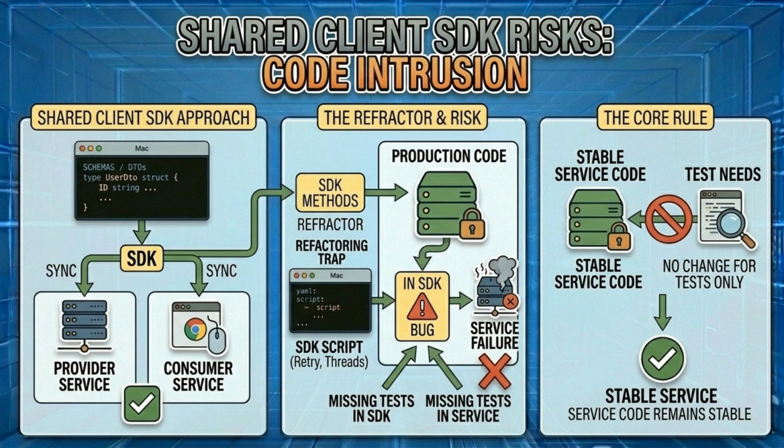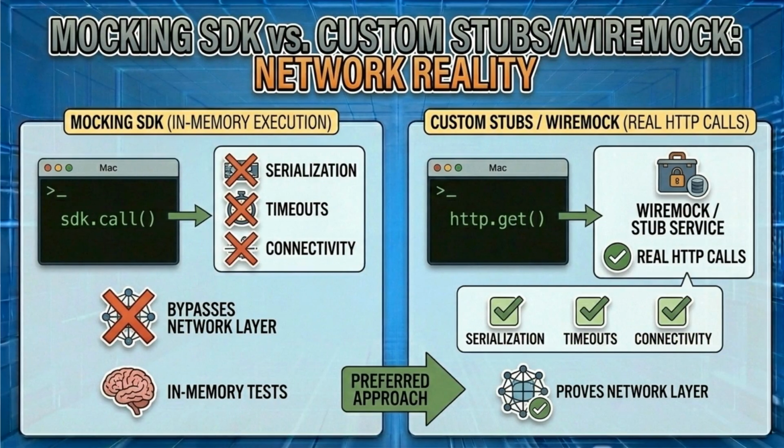Sharing common data structures like schemas or DTOs is excellent for keeping provider and consumer synchronized. However, implementing an SDK forces your team to refactor the production codebase to integrate these proprietary methods. This is fragile. Because the SDK runs inside production code, any bug in its retry logic or thread management risks bringing down your entire service. And that can come from two needs: missing test functionality in the SDK and the service itself. The most important rule is to not introduce changes in the service if changes come only because tests need additional logic.